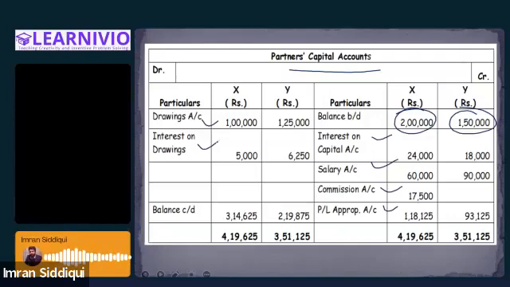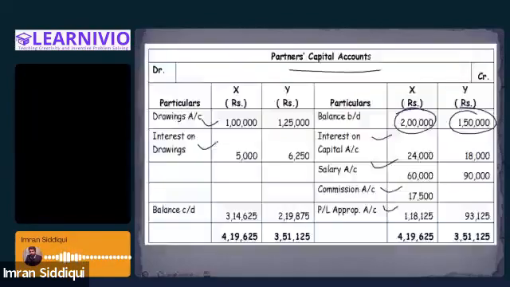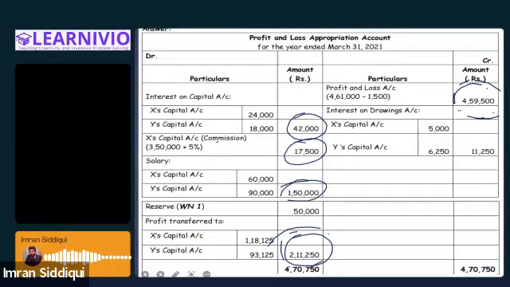Right? Both of you, is that clear? Yes, sir. Okay. So this is all about the capital account. I'll try to assign a few questions based on the capital account as well, so that it will be helpful for your practice, right? So this is it for the capital account.